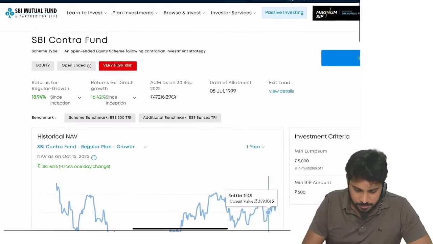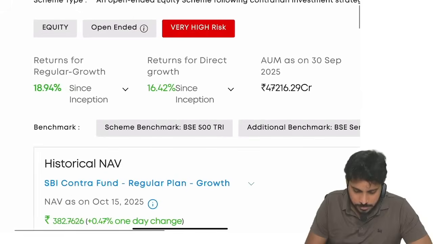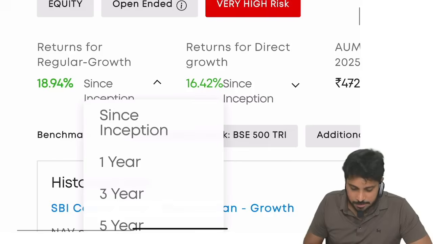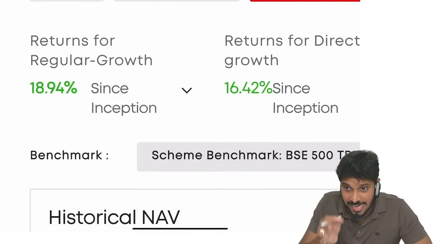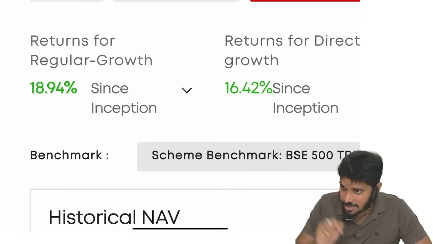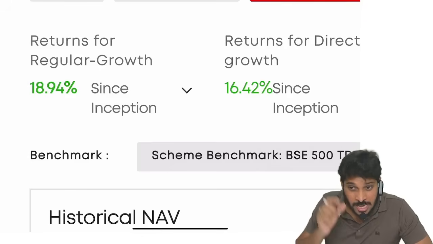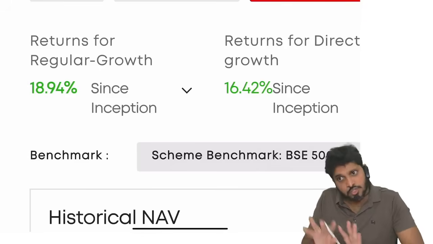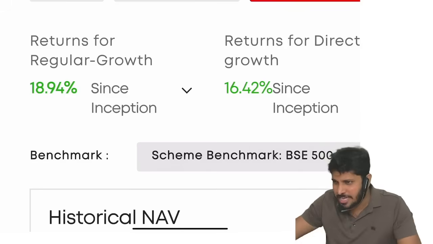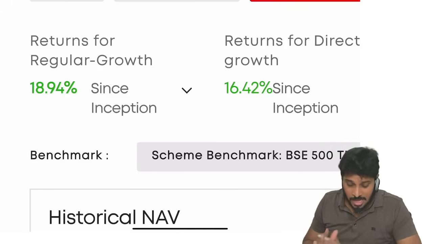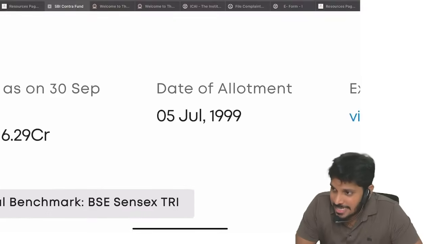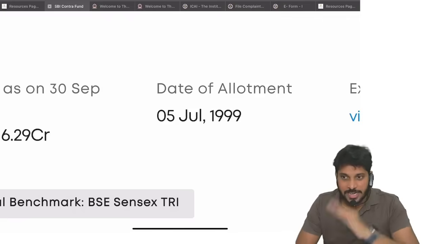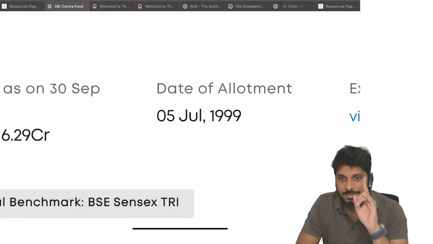So look at this. Regular growth since inception, meaning when the fund started, till today, what is the return it generated? 19% every year, CAGR rate we call it. Every year it generated 19%. Not just Contra Fund. I will show flexi funds. There are so many small cap funds, mid cap funds, with more than 19% also. By the way, when did the fund start? July 1999. Assuming 5th July 1999, you invested 100 rupees in this SBI fund.